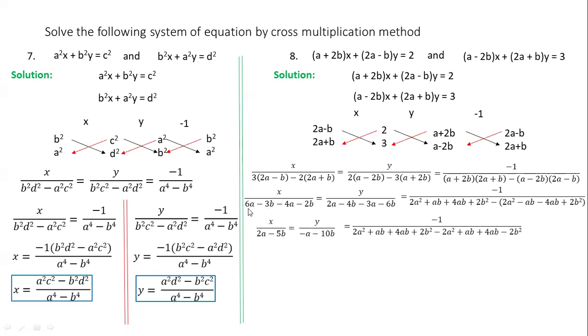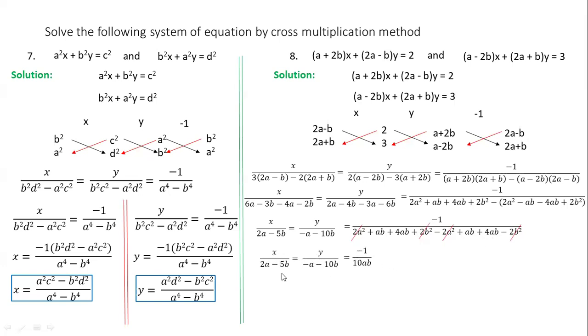Now see what you can do. 6a minus 4a is 2a. Minus 3b minus 2b is minus 5b. 2a minus 3a is minus a. Minus 4b minus 6b is minus 10b is equal to minus 1 upon 2a square. Open the bracket first. 2a square, ab, 4ab, minus 2ab open, minus 2ab plus ab plus 4ab minus 2b square. This will become 2a square and 2a square cancels. Plus 2b square minus 2b square cancels. What is that? ab plus 4ab is 5ab, 6ab, 10ab.